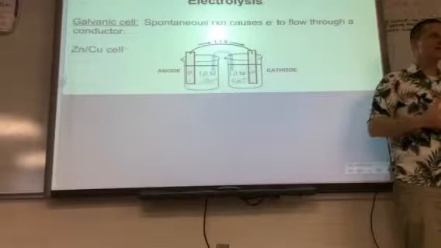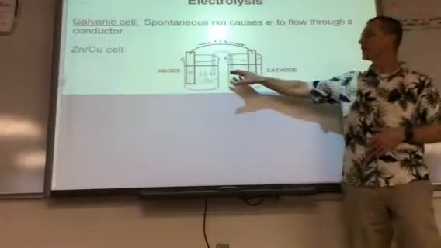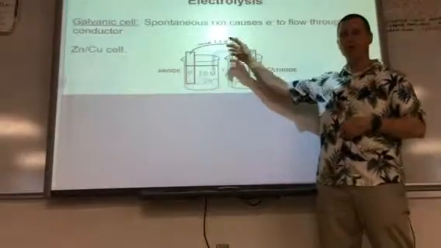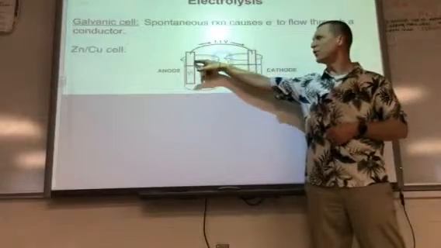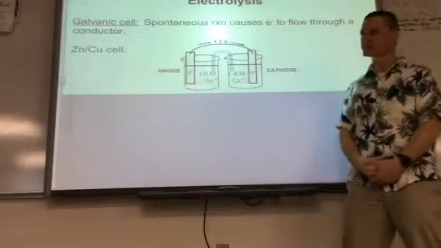that has a positive cell potential. Turns out that this standard cell potential is 1.1 volts. As the electrons go from the zinc to the copper, it's going to give us a voltage of 1.1 volts.